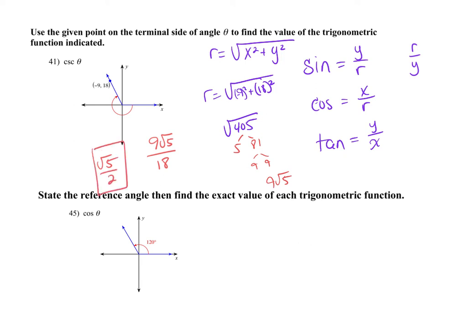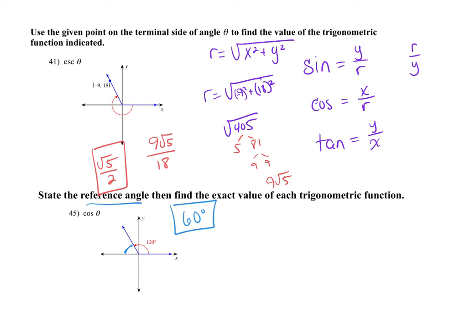For the next type, we are moving to the unit circle. When you see the word reference angle, we're talking about the unit circle. So I want to know how far away from the x-axis I am. Well, the x-axis is 180 there. So 180 minus 120, I am 60 degrees away. That is my reference angle. That's the first part of the question.